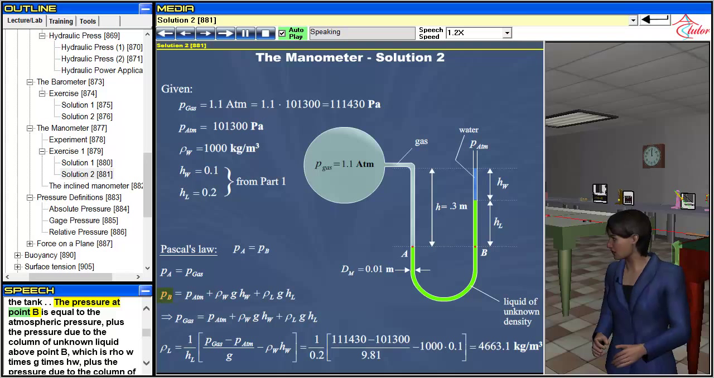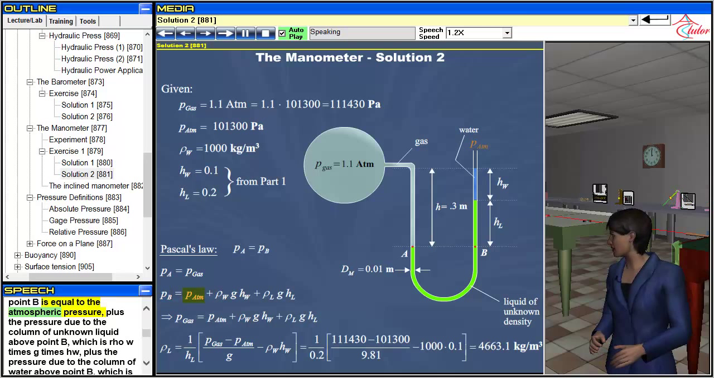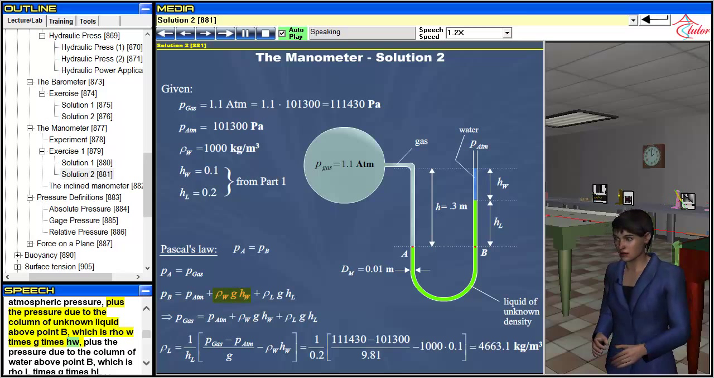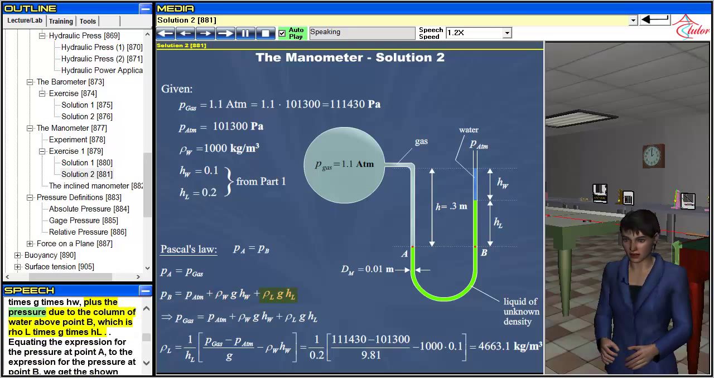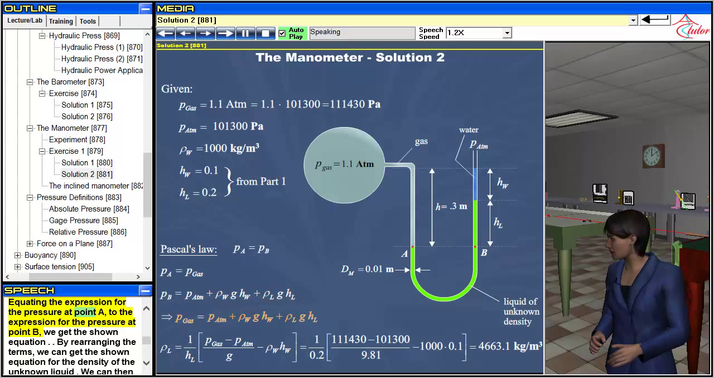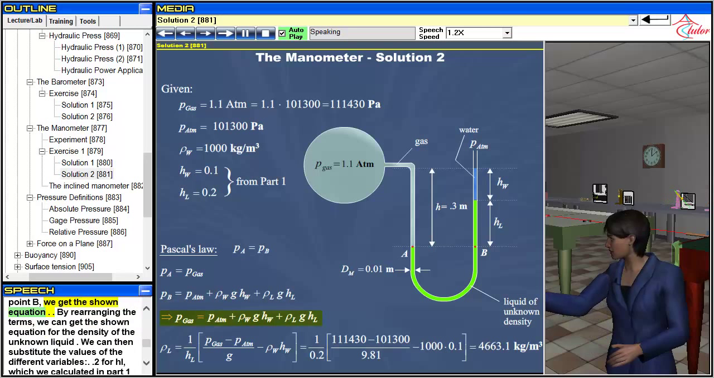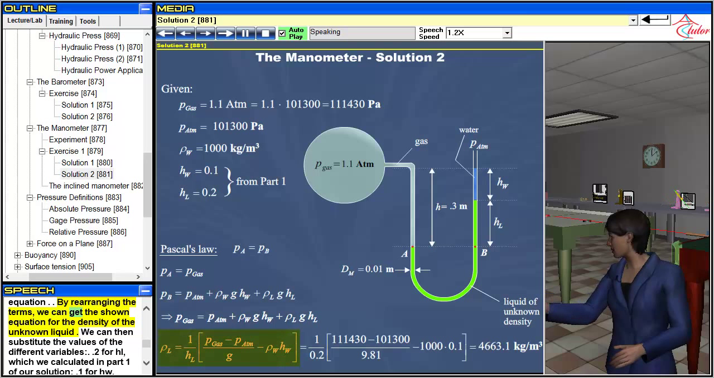The pressure at point B is equal to the atmospheric pressure, plus the pressure due to the column of unknown liquid above point B, which is ρ W times G times HW, plus the pressure due to the column of water above point B, which is ρ L times G times HL. Equating the expression for the pressure at point A to the expression for the pressure at point B, we get the shown equation. By rearranging the terms, we can get the shown equation for the density of the unknown liquid.